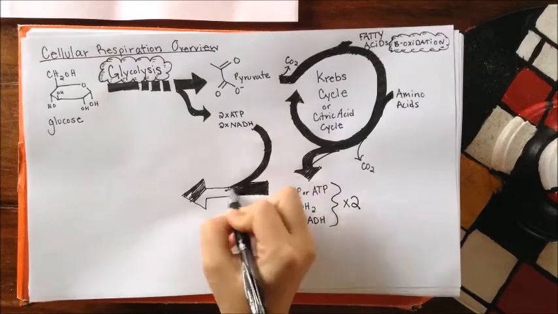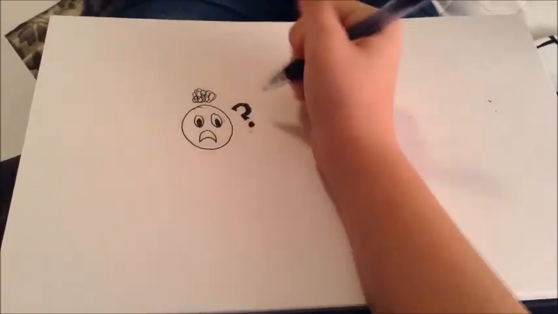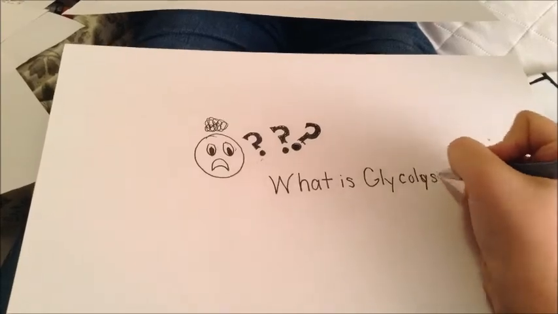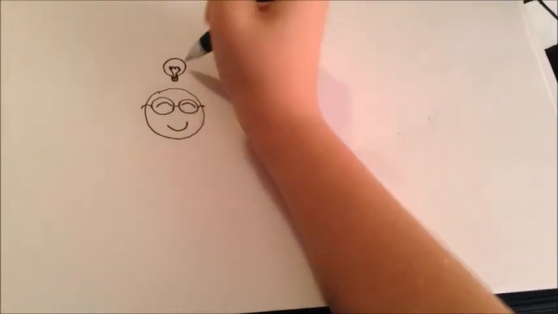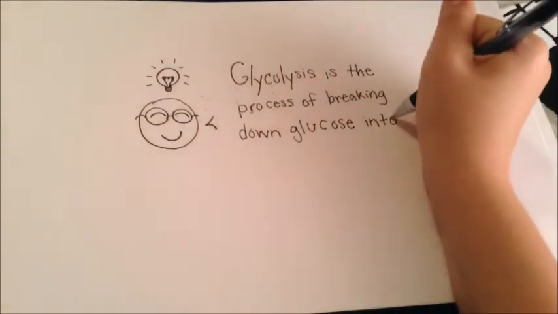Glycolysis begins with a 6-carbon glucose molecule. But first, what is glycolysis? And again, the answer is simple. Glycolysis is the process of breaking down glucose molecules into pyruvate. The glucose will gain 2 phosphates from ATP. When this happens, the molecule splits into 2 3-carbon molecules.